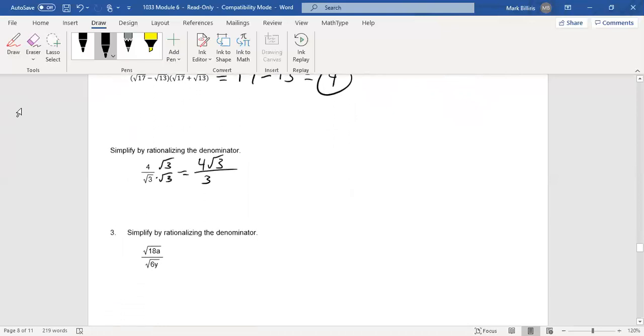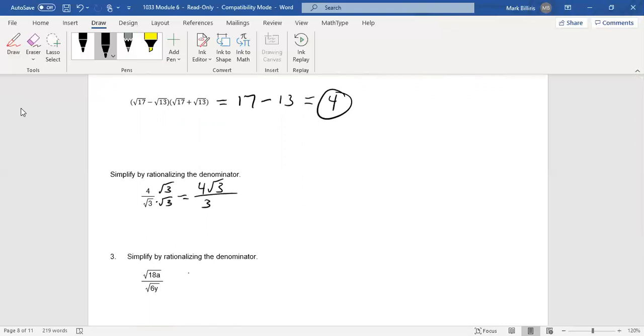My next example. Before I get into rationalizing, what I want to do is reduce. So I'm going to rewrite this: square root of 18a over the square root of 6y. Since they're both underneath the radical sign, I can reduce. So 6 goes into 6 one time and into 18 3 times. So right now, in its simplified form, I have the square root of 3a over the square root of y.